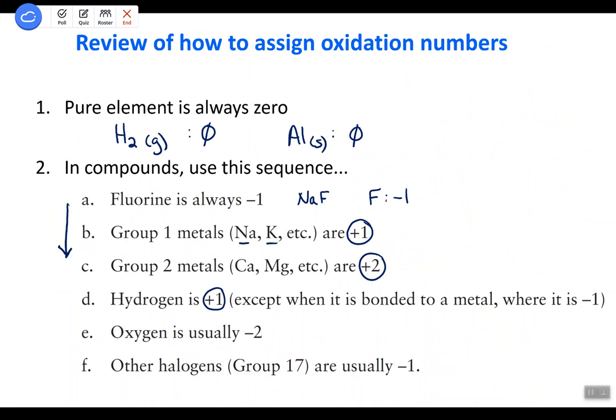Then we get to hydrogen. Hydrogen is typically +1. As long as we assign the rules in order, you'll always get the oxidation state of hydrogen correct. So if it's in something simple like H2O, hydrogen would have a +1 oxidation number. Most of the time, that's what it would be. But if it was something like lithium hydride, this is a unique case.